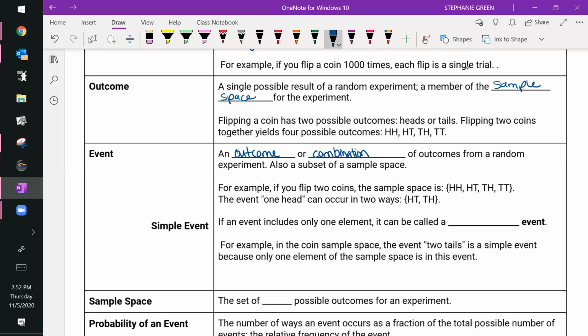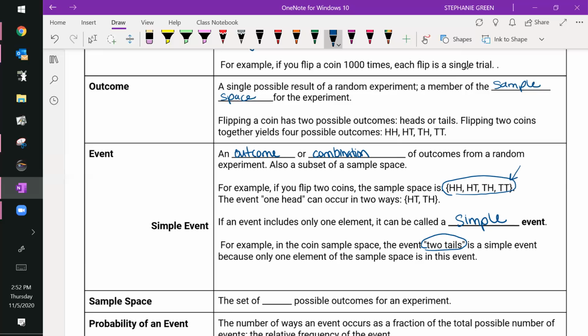A simple event is an event that only includes 1 element. So a simple event is an event that only has 1 outcome in the sample space that satisfies it. For example, in the coin sample space, the heads heads, the heads tails, the tails heads, and the tails tails, that was our sample space, the event 2 tails only happens once. Therefore, the event 2 tails is called a simple event.